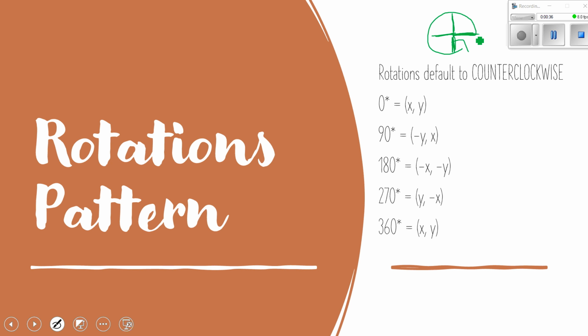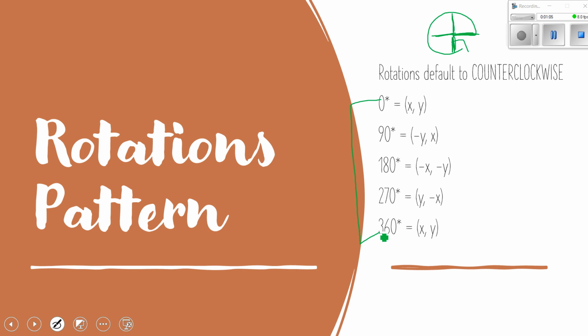And they also follow the pattern. If you're going 0 degrees, so you're not moving at all, you have your point at x comma y. If you're going 90 degrees, your point moves to negative y comma x. If you're going 180 degrees, your point goes to negative x comma negative y. 270 goes to y comma negative x, and 360, or a full circle, goes back to that original point. See how they're the same point? That's because if you turn 360 degrees, you're facing the same way.